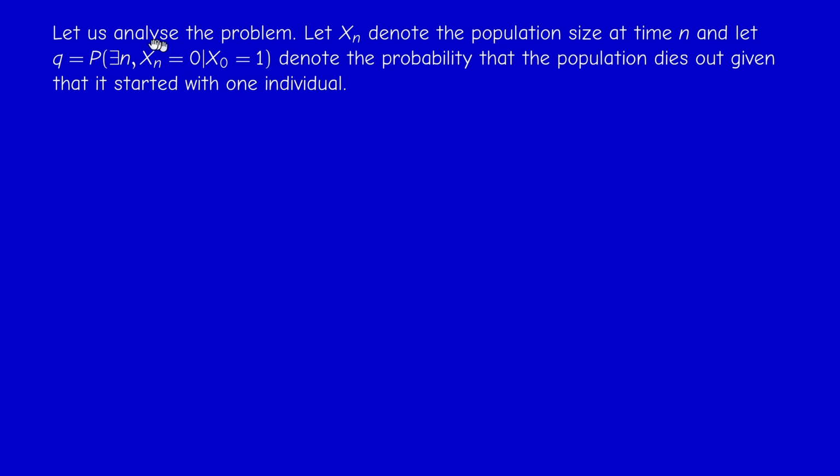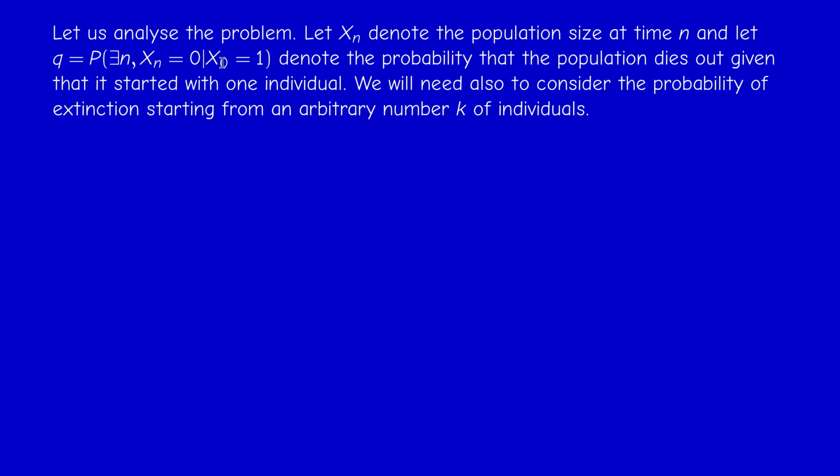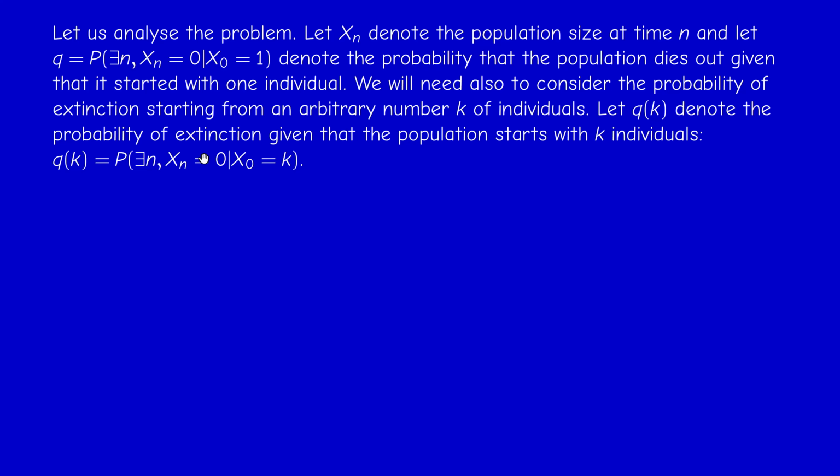So this is the main unknown of the problem, because you start with one individual. But if you want to solve the problem, we have also to find the probability that the population dies out starting from any number of individuals. And I'll denote this probability by Q of k. So we have 2 probabilities, Q and Q of k. Q is a particular case. Q is Q of 1.